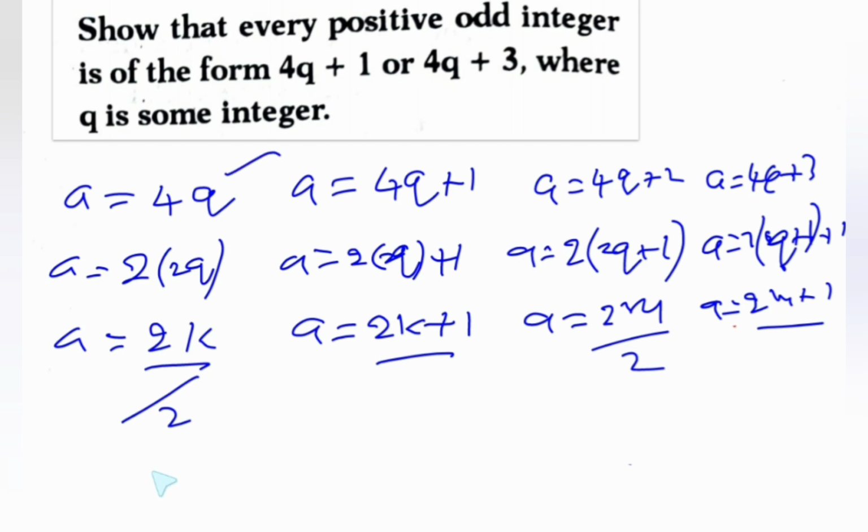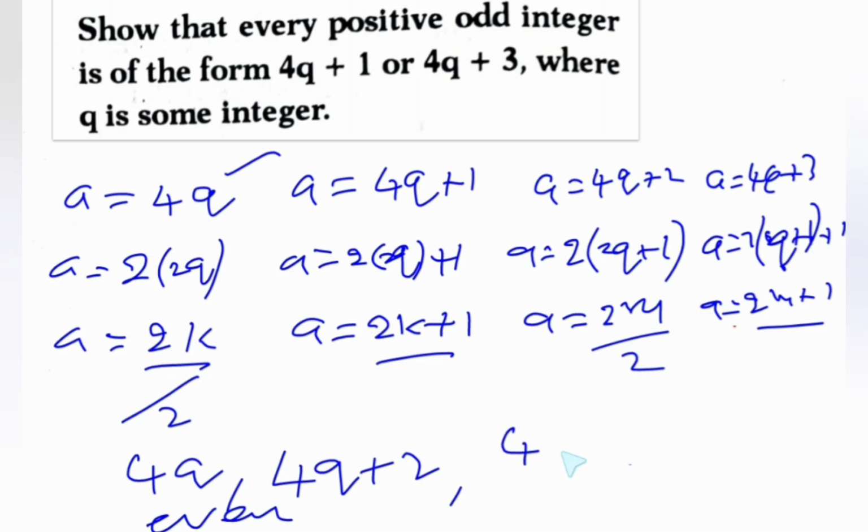So the first one, 4q, and 4q plus 2 are even numbers, and 4q plus 1 and 4q plus 3 are odd. So every positive odd integer is of the form 4q plus 1 or 4q plus 3.